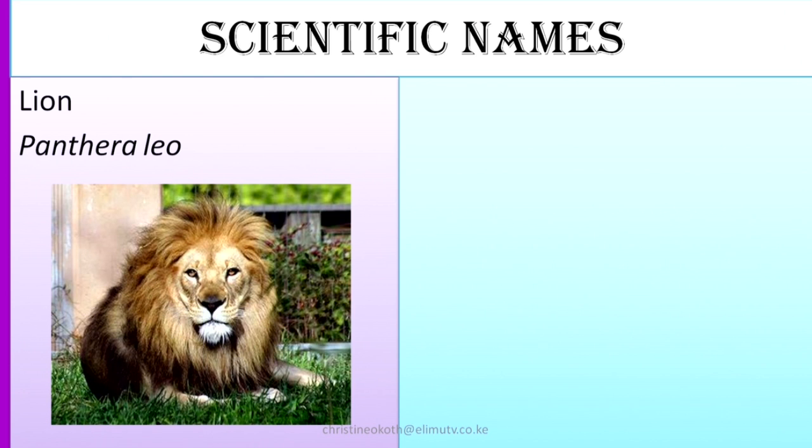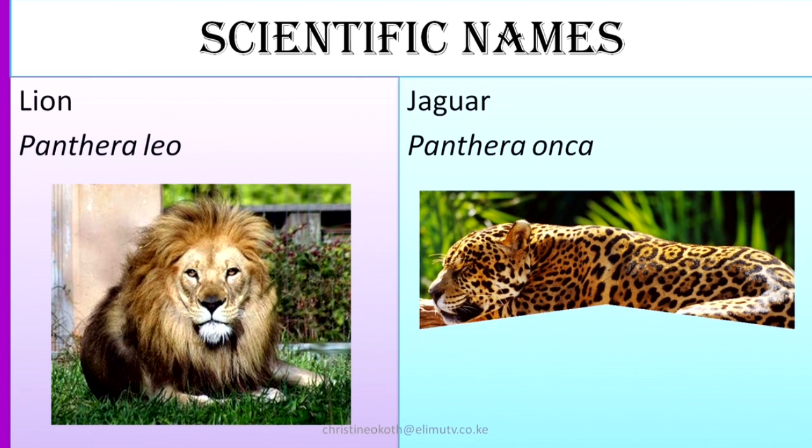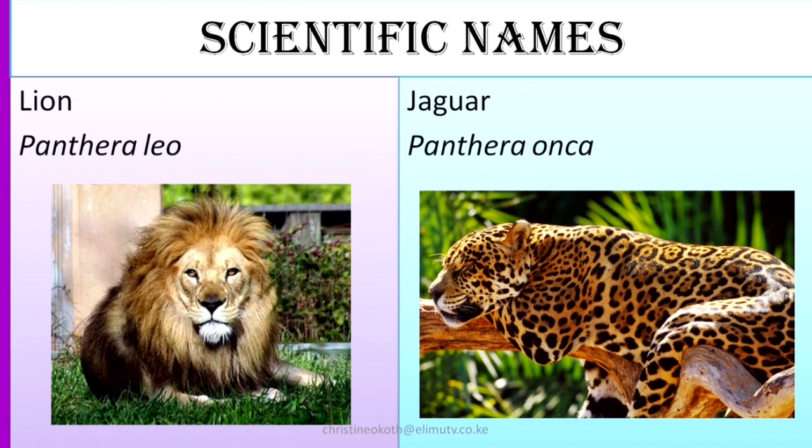Another example of a scientific name: we have the lion, known as Panthera leo. We have the jaguar, known as Panthera onca. They belong to the same genus we call Panthera. Then they have their own specific names, the species: for the lion, it is leo, and for the jaguar, it is onca.